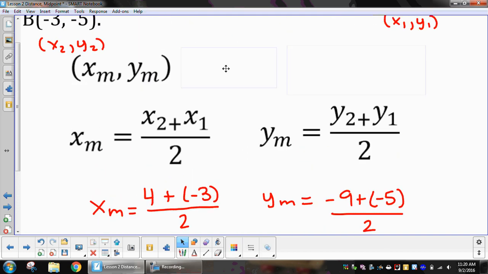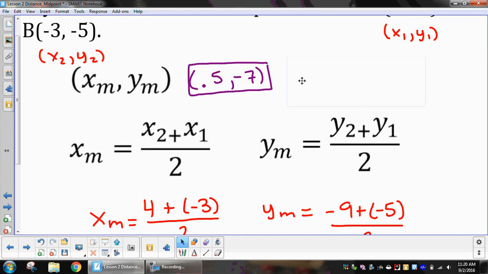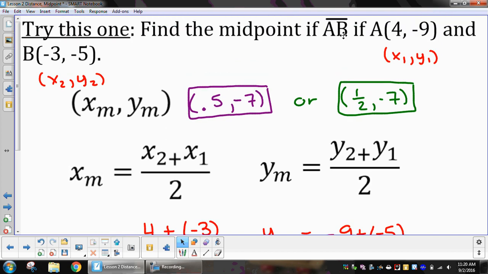I'll go plug that back into the parentheses. My midpoint is 0.5, negative 7. Or I could say it's 1/2, negative 7. So this point is right between A and B. It's on segment AB. It is the midpoint of segment AB.